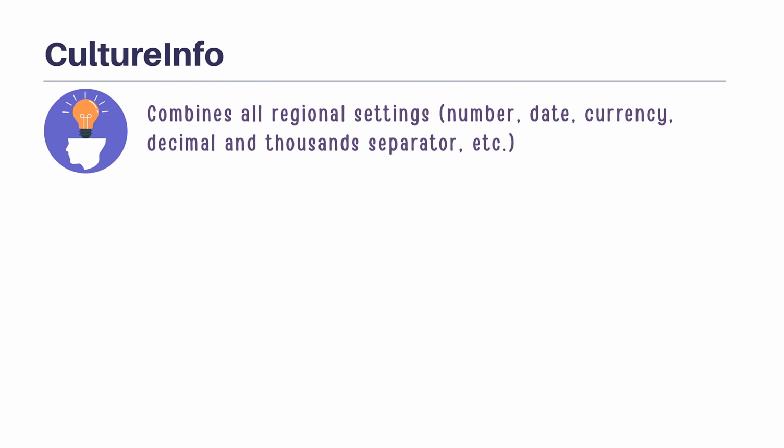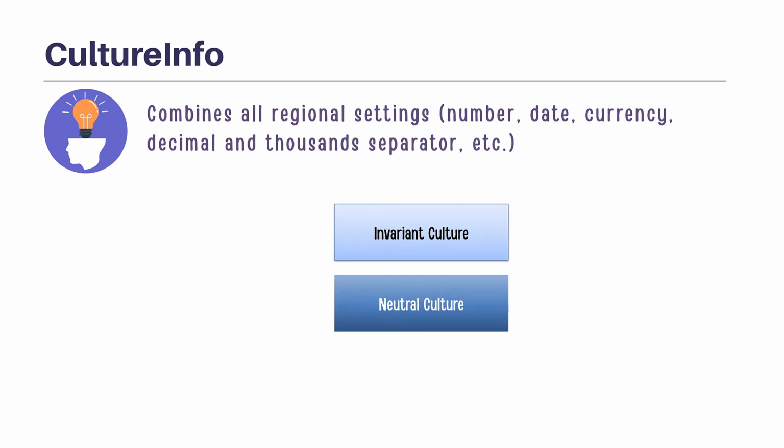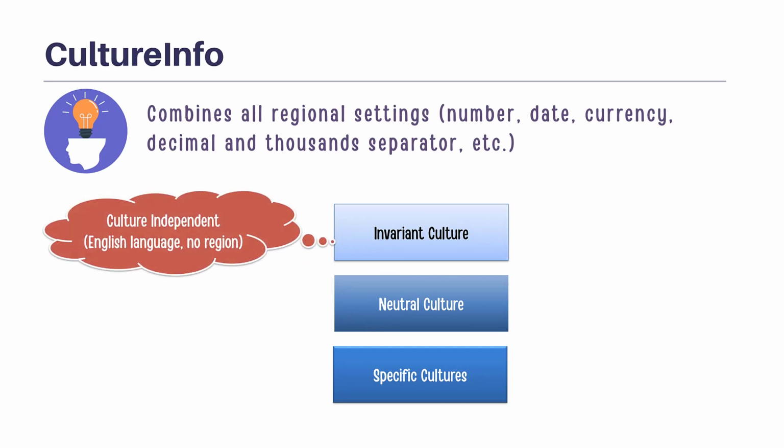The CultureInfo object combines all regional settings together into one object. The settings include language, number formats, date time formats, currency symbols, etc. There are three different kinds of CultureInfo objects that are used very frequently. The first one is invariant culture. This means that both language and region is not specified. If invariant culture is used, then C# will use English as a language. For all the other settings, it will apply the defaults.